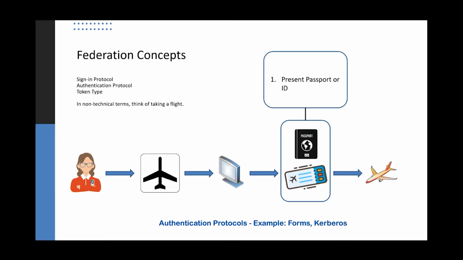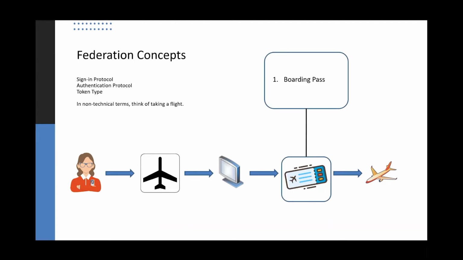However that was achieved, ultimately we receive our, in this case, boarding pass, and you can think of that as your token. The token types that we typically see are SAML, where SAML is both a sign-in protocol and a token type, or JWT. SAML tokens are typically used by WS Federation or SAML, and OpenID Connect would use a JWT token.